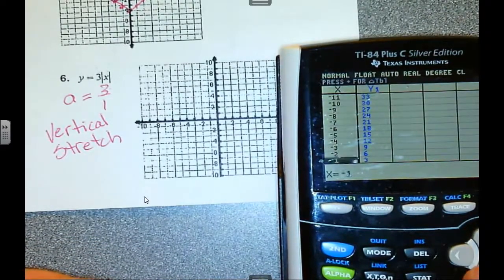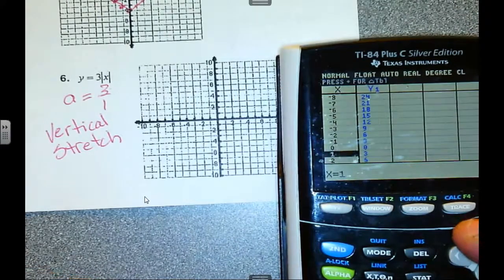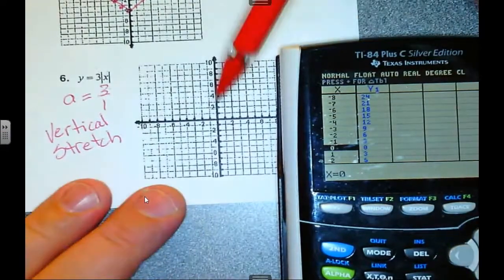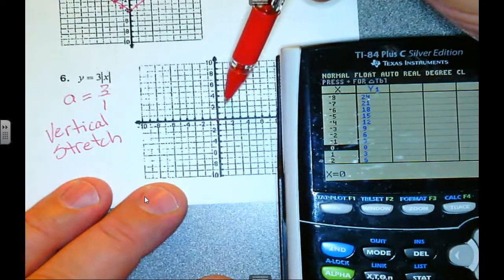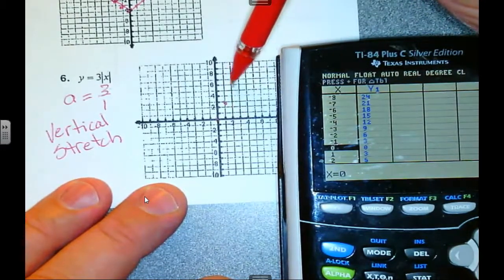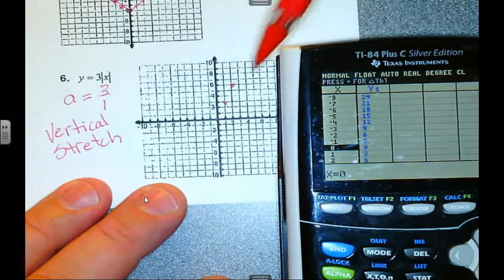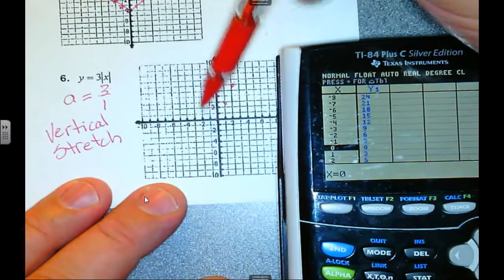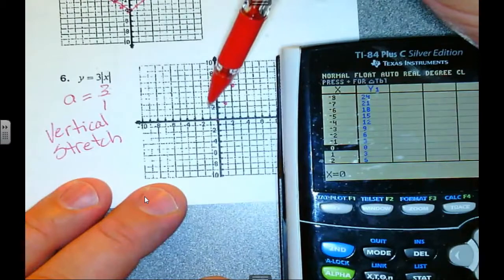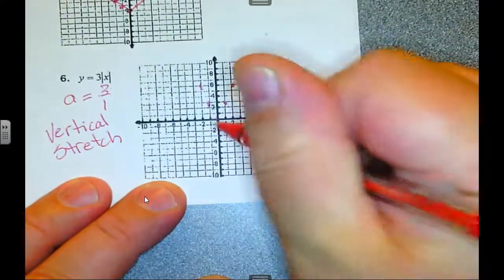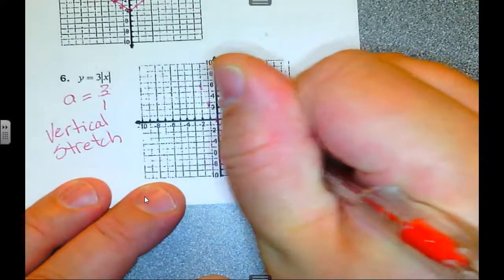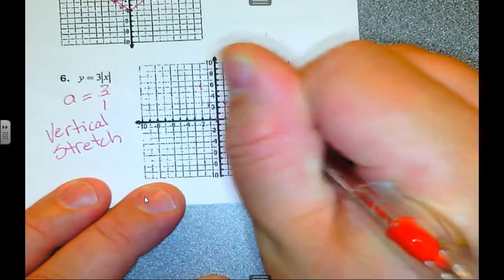Let's see if we can find the vertex in here. There's my vertex, 0, 0. And then I've got 1, 3, 2, 6, negative 1, 3, negative 2, 6. Yeah, slope is 3 over 1. So if I start here, it's 1, 2, 3, 1, 1, 2, 3, 1.